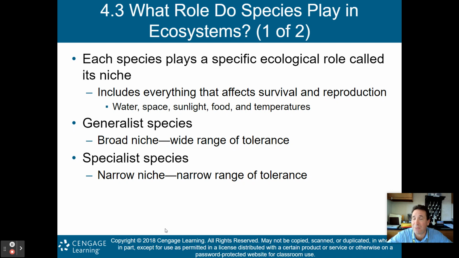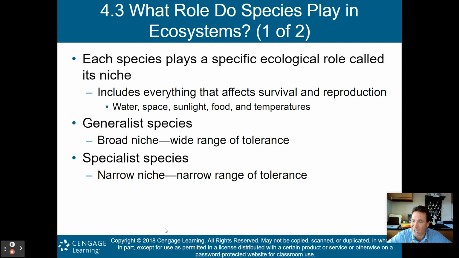Each species is going to play a specific ecological role called a niche, or a niche. You can call it either way. This includes everything that affects survival and reproduction: water, space, sunlight, food, temperature, etc. There are two types of species out there. We have a generalist species, which has a broad niche, which means a wide range of tolerances.